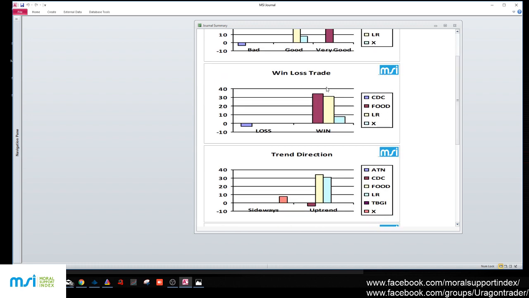Then we have the win-loss trades. Okay, so with this analysis, you can see that it's a 3-on-1. So 3 trades winning, one trade losing, and food gaining the biggest percent gain, which is above 30%. So, ibig sabihin, 30% yung napanalunan natin dito sa trade na to. Then we have food LR also above 30%, and we have X near to 10% gain.